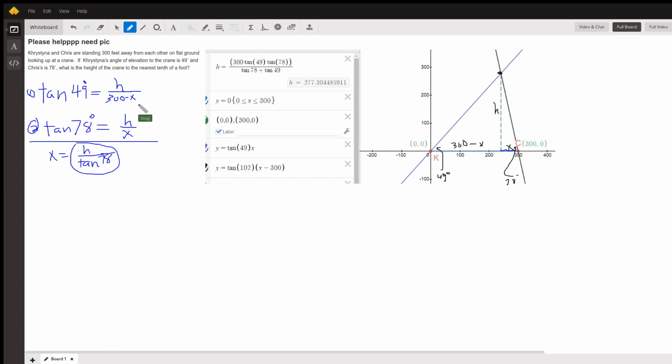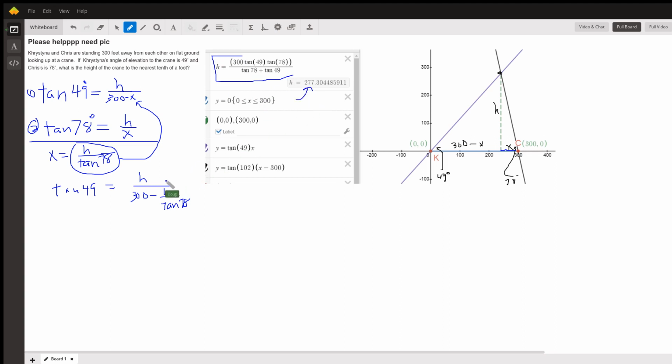into the other equation for x, and I'll get tangent of 49 equals h over 300 minus what's x? x is h over the tangent of 78. Now, how do you solve this for h? That's what we want to find. Well, this is what I got. And that evaluates to this.